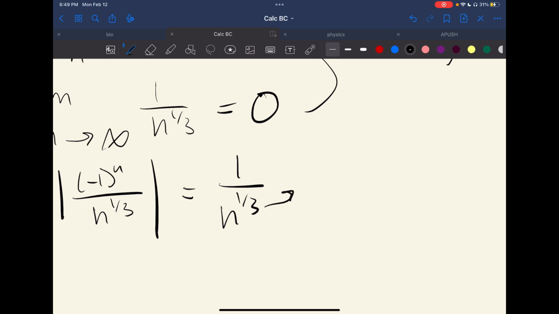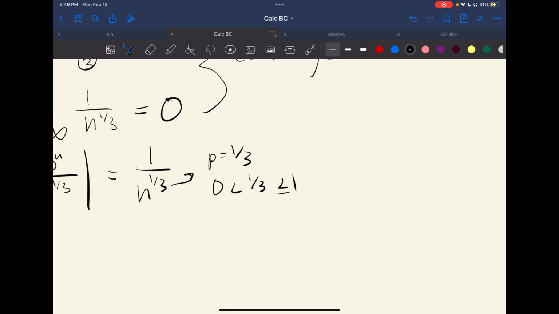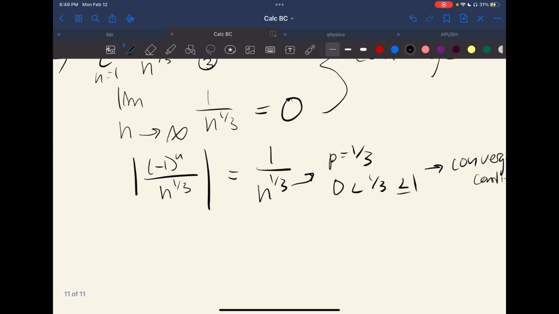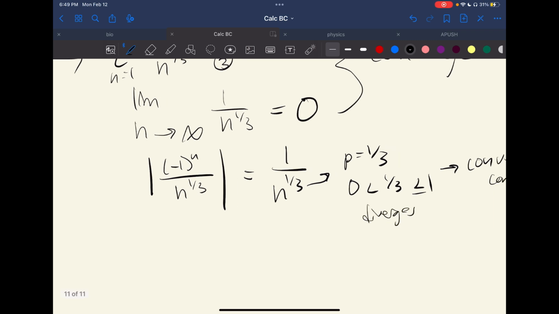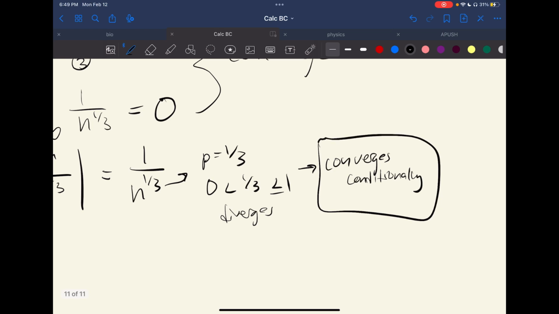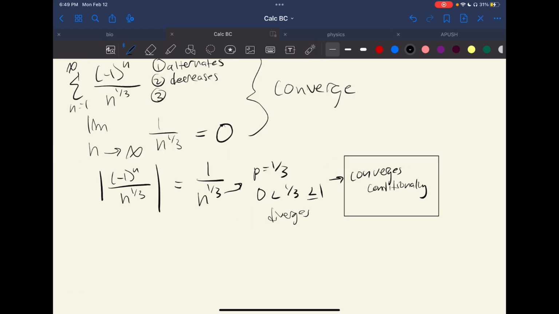And since p equals 1/3, that is in between 0 and 1. So based off of the p-series test, this converges conditionally. Because when you do the absolute value of that series, it'll diverge. This diverges. So we know that number 1 converges conditionally, okay?